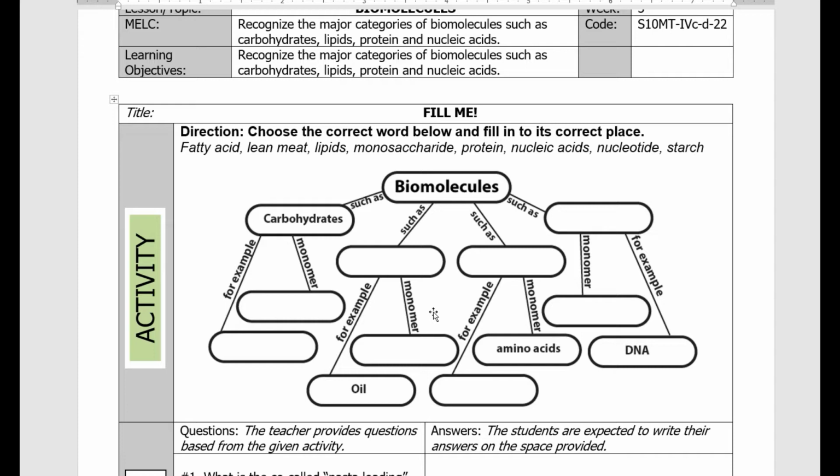Then the monomer. The monomer is called a building block. So what is the building block of carbohydrate? Choose one, then write in that particular space provided for monomer. So do the same with the second biomolecule, then third and fourth.